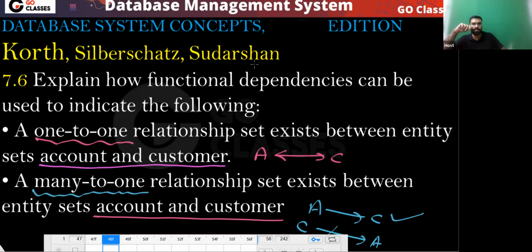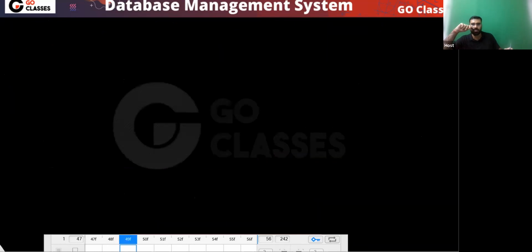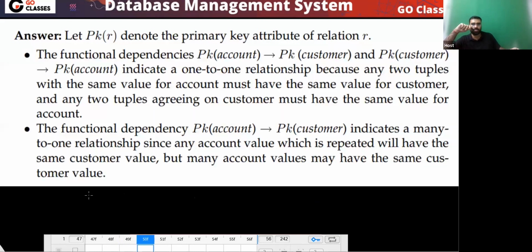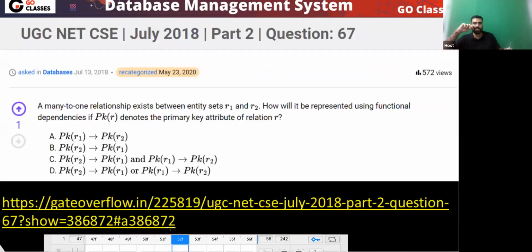A single customer can have many accounts. So if you know the account, you can tell the customer. But if you know the customer, you cannot tell the account. So this is your answer. You can clearly see account can determine customer. This is your UGC NET 2018 question.